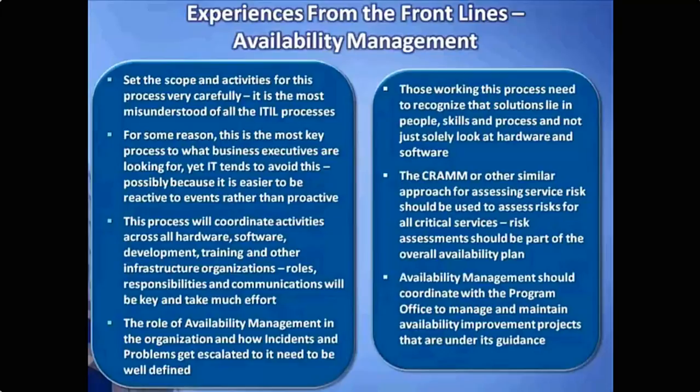Recognize that this process looks at its activities across all hardware, software, development, training, organization, reporting, all the other infrastructure silos and roles that are out there. Communications are key in this area, and this will take some effort. But availability looks at all things within scope, not just the hardware and software, and that's the key thing to remember. The role of availability management from an organization aspect, how incidents or problems get escalated to it, when availability management needs to step in, when availability management should conduct risk assessments, who they report those to, all of that needs to be very well defined.